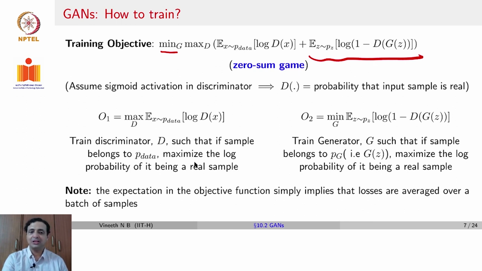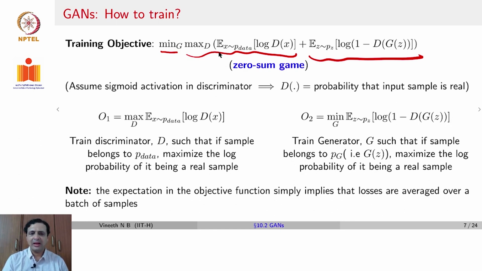Remember that the first term does not have anything to do with G, and hence in the minimization of G, the first term does not matter and can be excluded. So while minimizing G, what are we looking for? We are looking to train the generator G such that if a sample belongs to PG, that is the output of the generator G, we'd like to maximize the log probability of it being a real sample. That's what the generator would like to do, although the discriminator would also like to maximize this quantity.